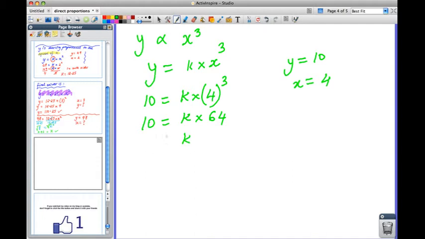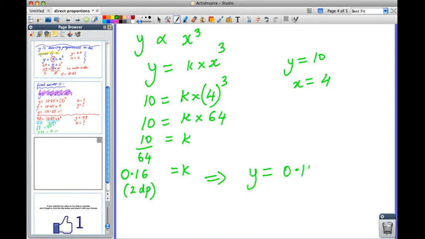Alright, so therefore k is equal to 10 divided by 64, and 10 divided by 64 gives me 0.1565. Whoa, didn't choose my numbers properly, but there you go. So should we just say 0.16 to 2 decimal places? Okay. So finally I can write down my answer as y is equal to 0.16 times x cubed. So there's your answer.